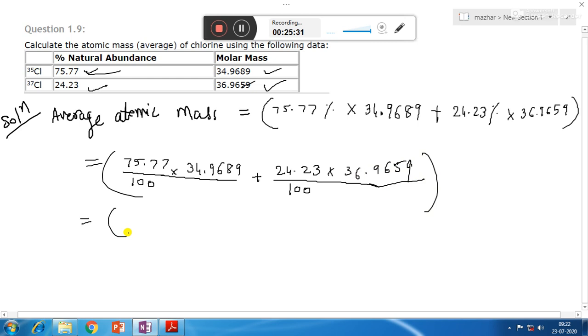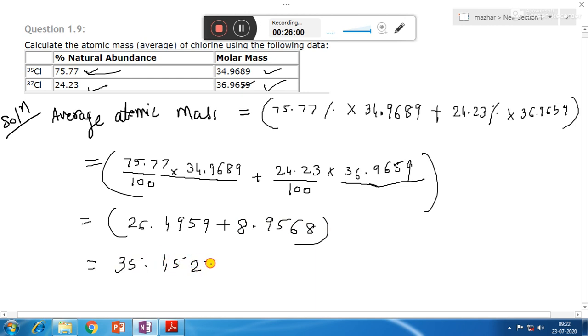So on solving, you will get 26.4959 plus 8.9568, and on adding these two we will get 35.4527 u. That is the average atomic mass of chlorine.